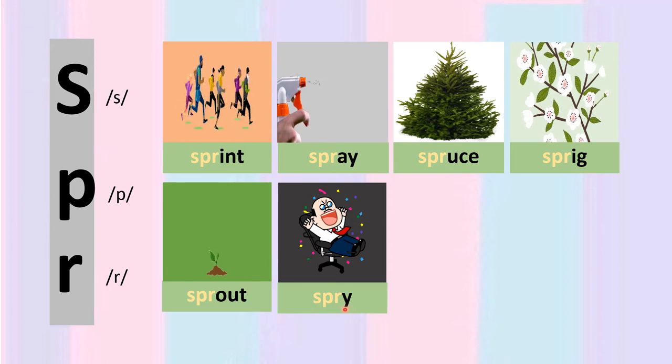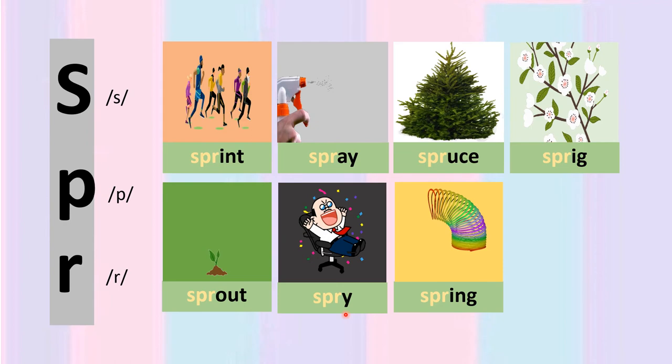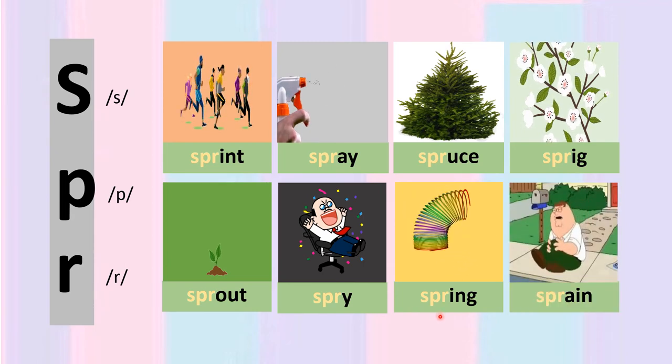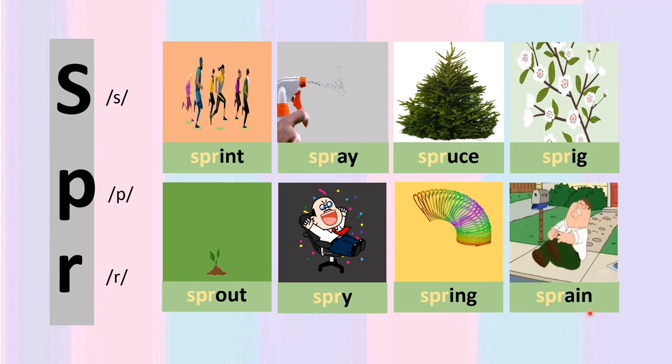The Y has a sound of y, but in this word, Y has a sound of long I. So it reads as spry. Again, spry. Spring. Again, spring. Last word. Sprain. Again, sprain.